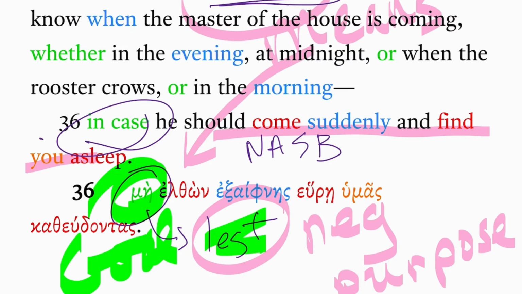So I just wanted to talk about negating purpose clauses. Mē is the way that you negate. It can stand alone or work within the construction with ina or hopōs and that kind of thing. All right, we'll continue next time looking at purpose constructions. I hope you found this helpful.